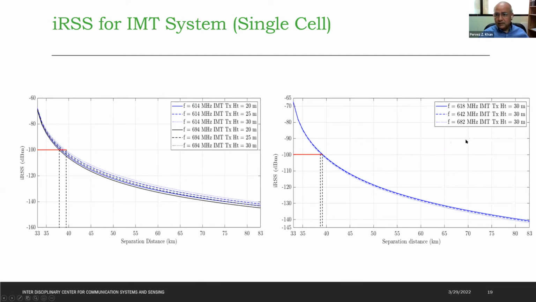These are generic cases, but there are specific cases also, for which the TV towers are operating at 618, 642, 682. These are the typical frequencies of TV towers. And if you see that case, then it comes out about 38 or 39 kilometers in between, approximately. Naturally, it's not very accurate. So this is the case of a single cell.